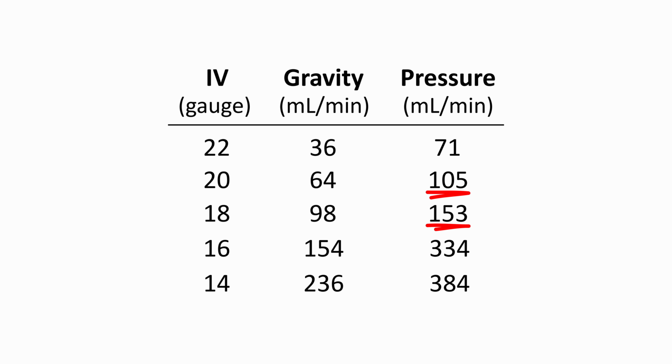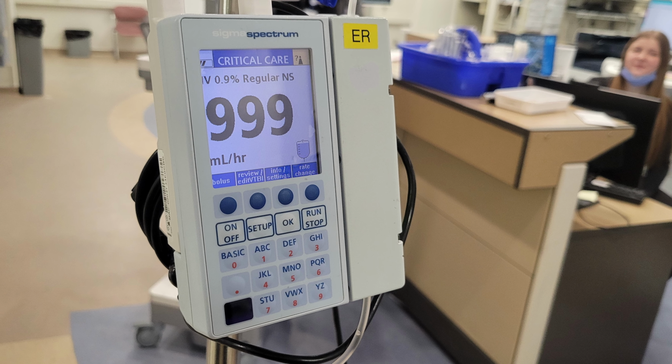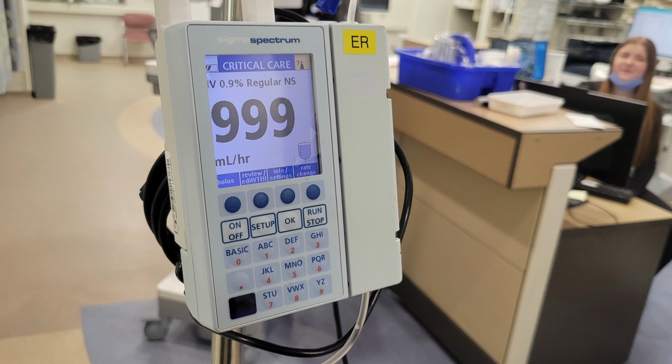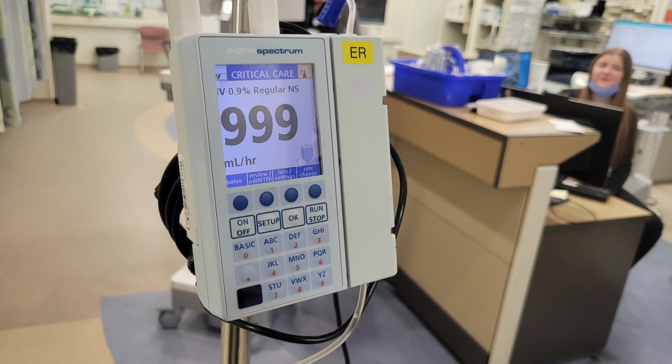With rates like that, you should be able to infuse a liter of fluid in 10 minutes or less. Oh, and if you're trying to give fluids quickly, these electronic pumps are not your friend. The numbers displayed on these things are in mils per hour, not mils per minute. So if you set the pump to 999, which is as fast as this thing can go, it'll take an hour to infuse a liter of fluids. That is way too slow for someone in shock.